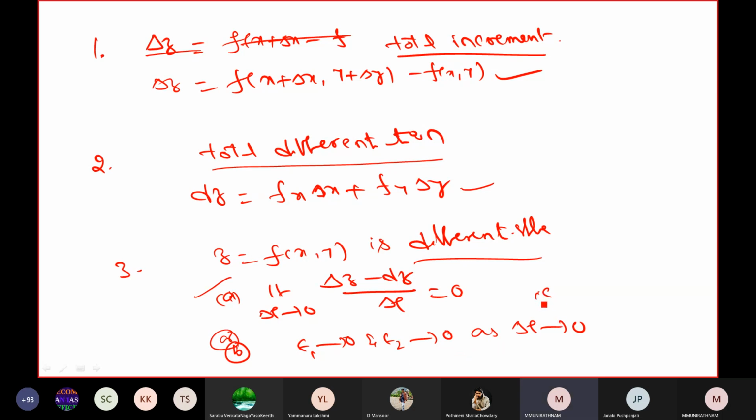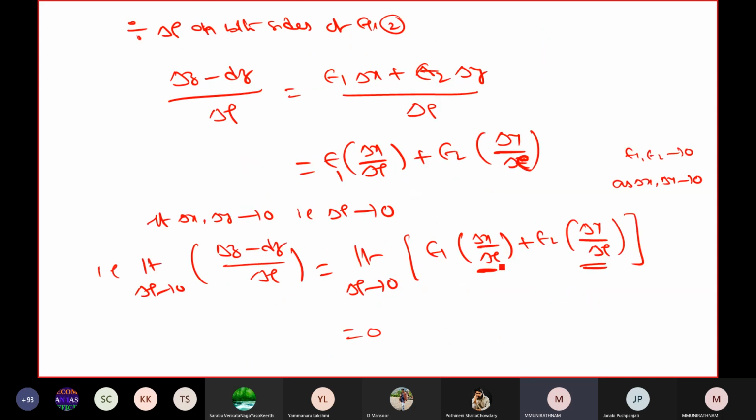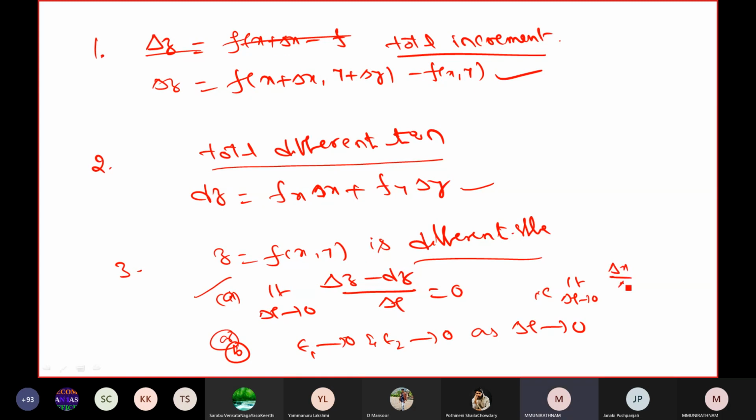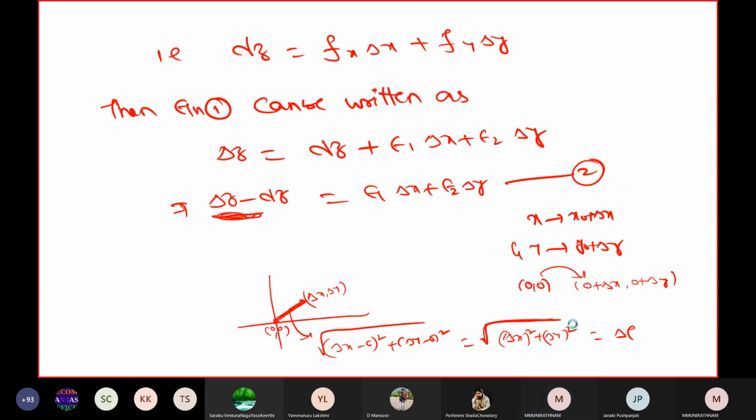To prove this, we can prove that the limit as delta rho tends to 0 of the coefficient of delta x by delta rho tends to 0, and the limit as delta rho tends to 0 of the coefficient of delta y by delta rho tends to 0. This is what we have to do for proving differentiability in the case of a function of two variables. Any doubts, please? That's what we have done here.